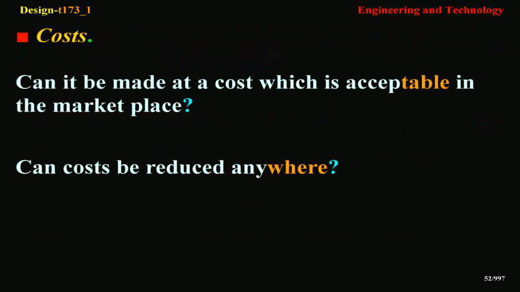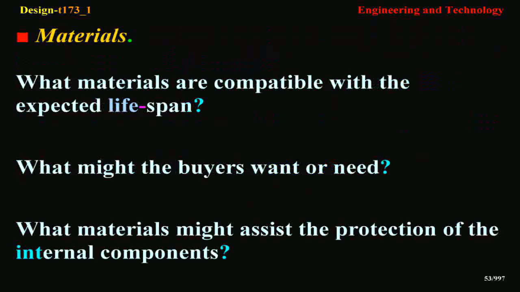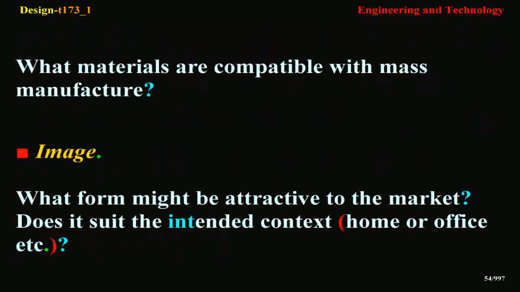Costs: can it be made at a cost which is acceptable in the marketplace? Can costs be reduced anywhere? Materials: what materials are compatible with the expected lifespan? What might the buyers want or need? What materials might assist the protection of the internal components? What materials are compatible with mass manufacture?